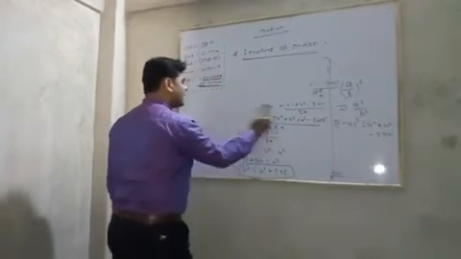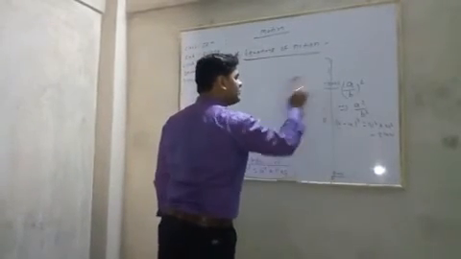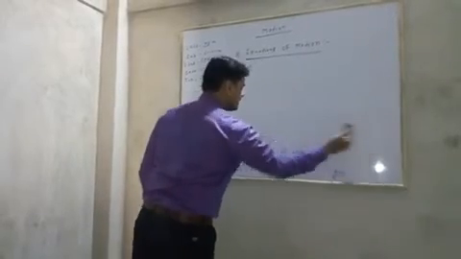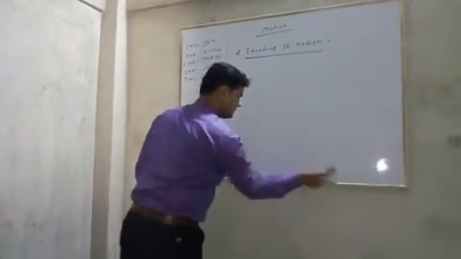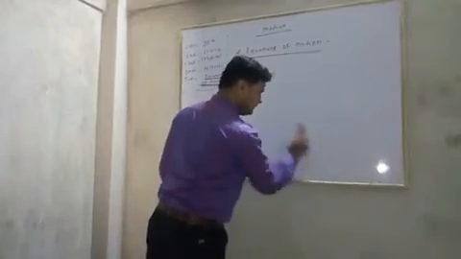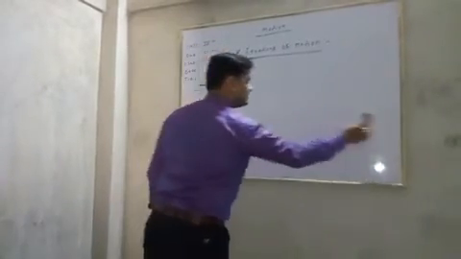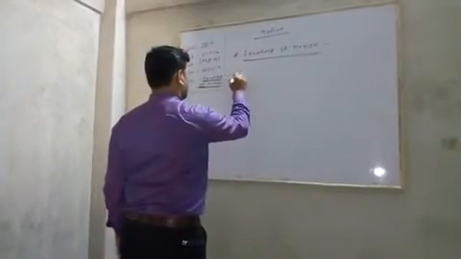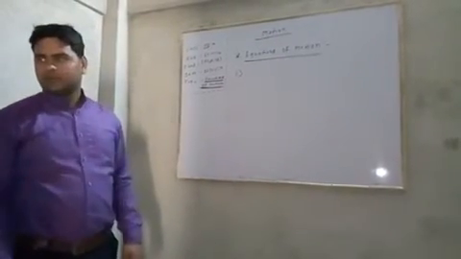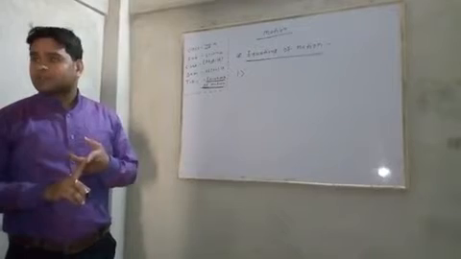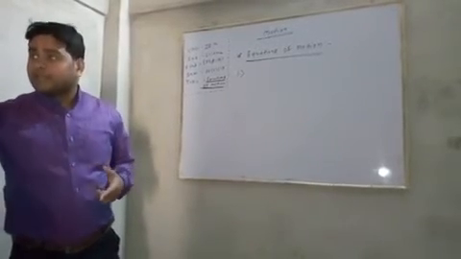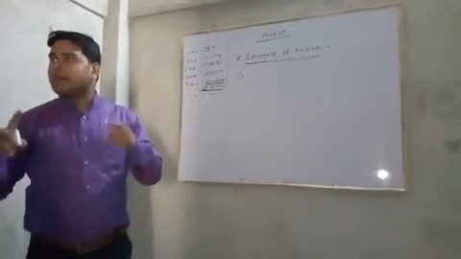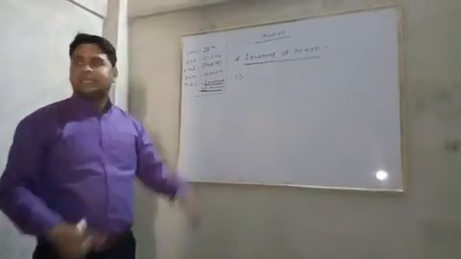Some important things you have to remember to solve the numericals associated with these equations. What are the things you have to remember to solve the numericals? The first thing is that when a body starts to move from rest, what does it mean? When your initial velocity is 0.